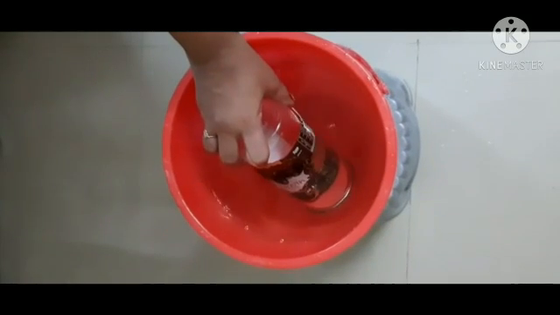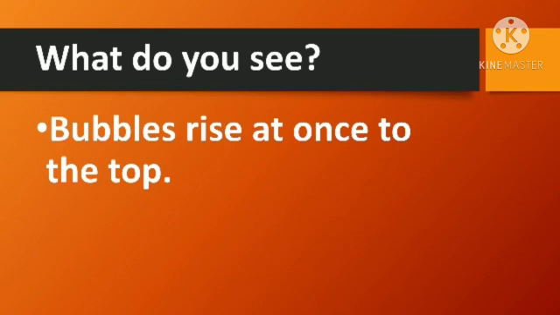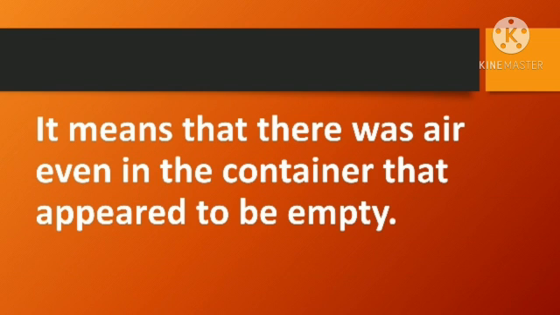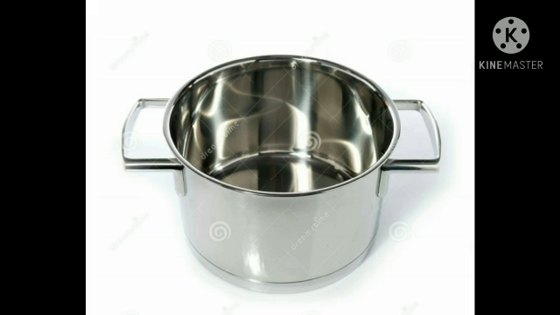Here, what do you see? Bubbles rise at once to the top. What does this tell us? Air is lighter than water, so air bubbles rise to the top as soon as the container is tilted. It means that there was air even in the container that appeared to be empty. There is air all around us. It is present even in places that appear to be empty.